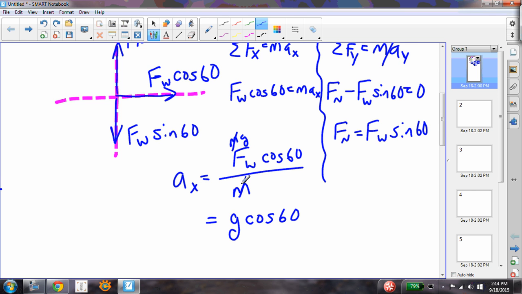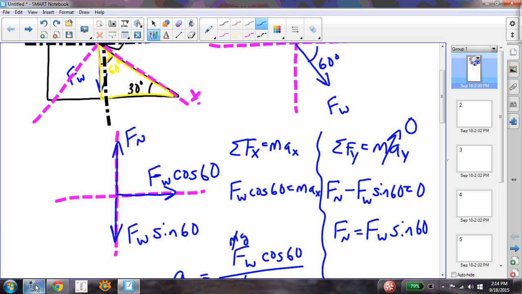All right, so that's sort of the basics of the inclined plane. I'm going to pause here, and then I'm going to address something else.